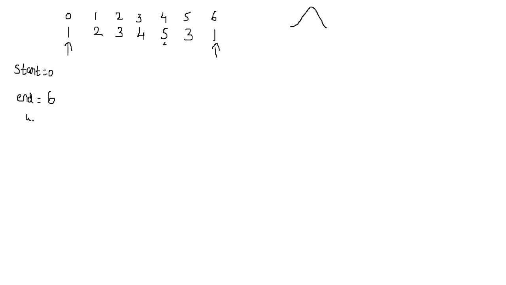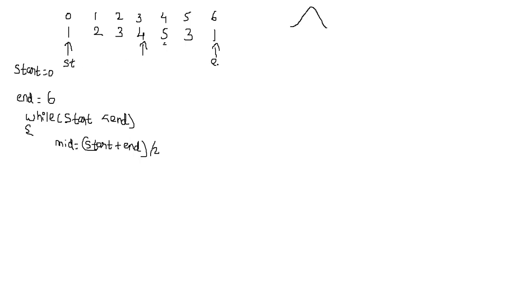As usual, we'll take a while loop, while start less than end. If start is less than end, it means that we can go inside the while loop. After going inside the while loop, we have to calculate the mid value. How can we calculate it? mid equal to start plus end by 2. So start value is 0, end value is 6. 0 plus 6 is 6, 6 by 2 is 3. This is my mid value. So this is start, this is end and this is my mid.